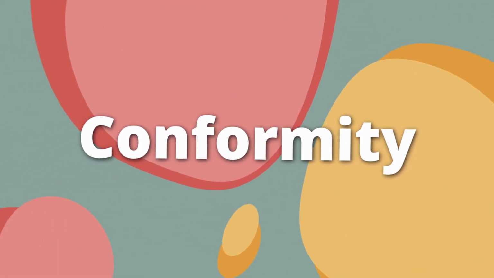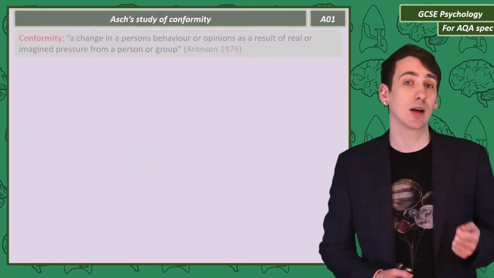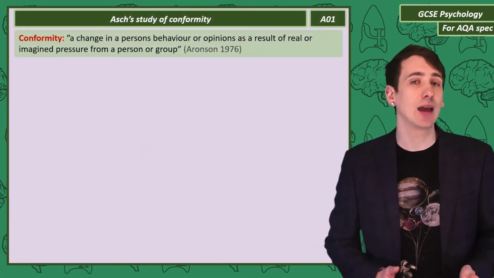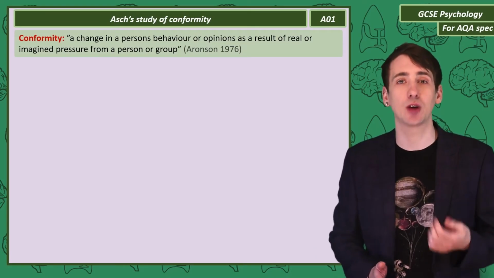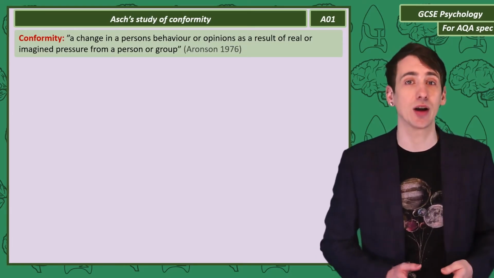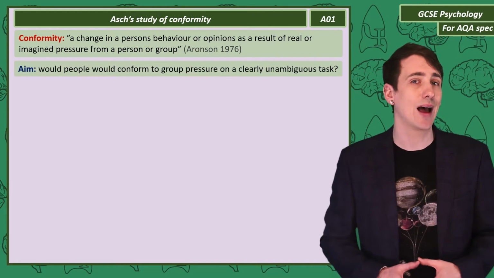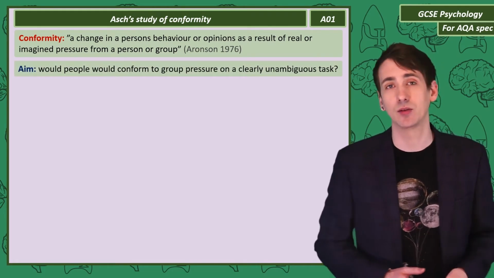Conformity. The psychologist Aronson gave a generally accepted definition of conformity. Conformity is a change in a person's behaviour or opinions as a result of real or imagined pressure from a person or group. A psychologist called Solomon Asch investigated the limits of conformity.